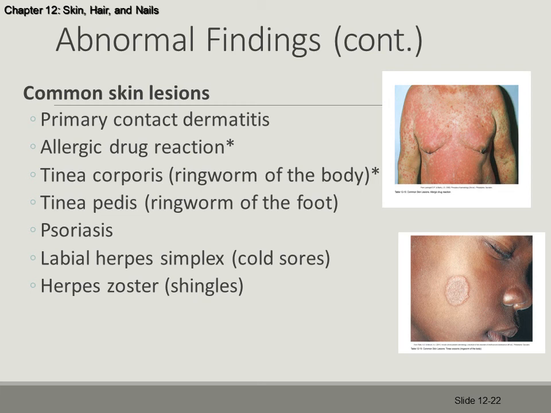And then herpes zoster or shingles, we can see generally shingles only occur on a single side of the body. It doesn't really cross the dermatome.